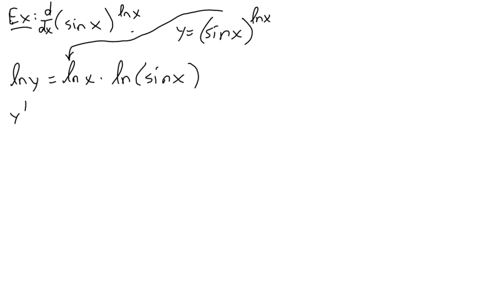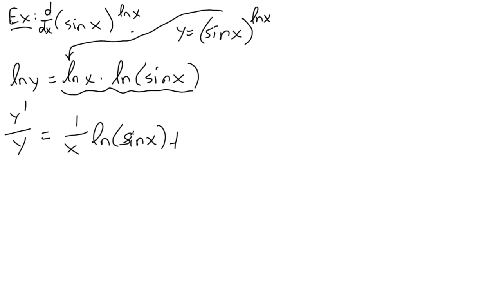Now we differentiate both sides. So we get y prime over y equals. We have to differentiate this with the product rule. So it's always going to be a product rule, right? Because logs turn exponents into products. But we know the product rule. So we take the derivative of log x, that's 1 over x, times the rest of the stuff. Then we add the first times the derivative of log sine x. That's going to be a chain rule, right? Log is the outside, sine is the inside. So we get 1 over sine x times the derivative of sine x, which is cosine x.